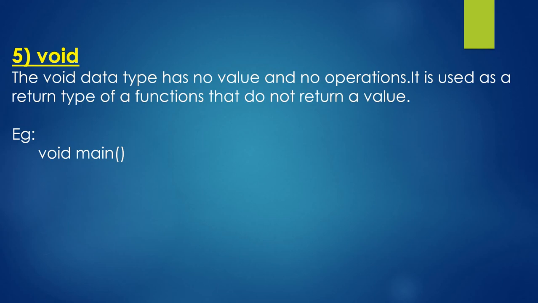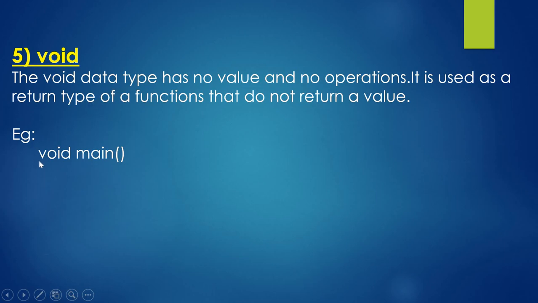Then the fifth one, void. This void is used as a return type for a function that does not return any value. This void data type has no values and no operations. Void means nothing. That means it has no value and no operations. It is used as a return type for a function that does not return any value.